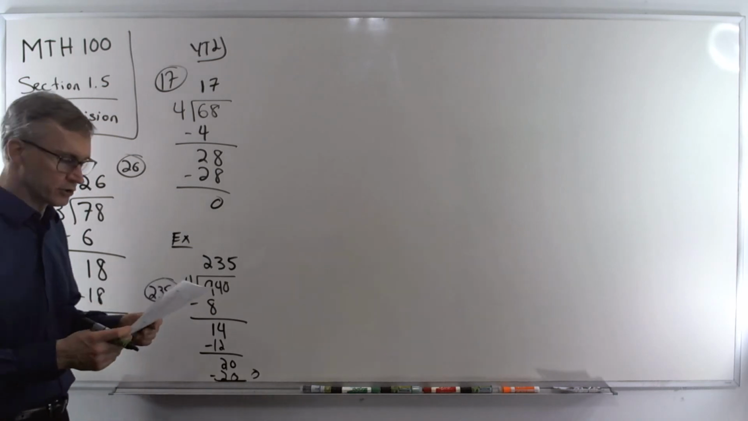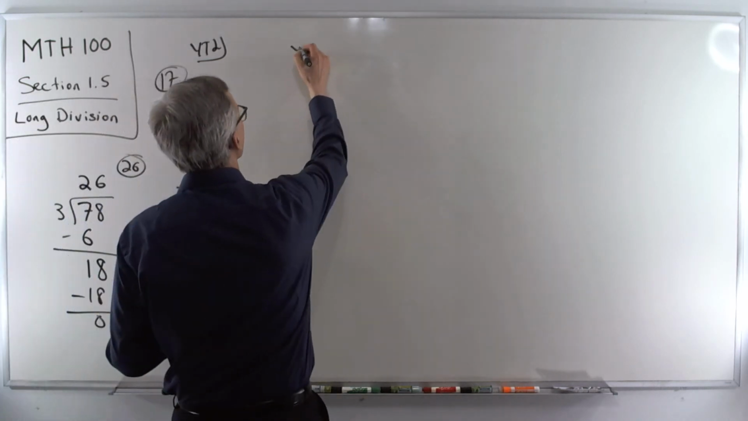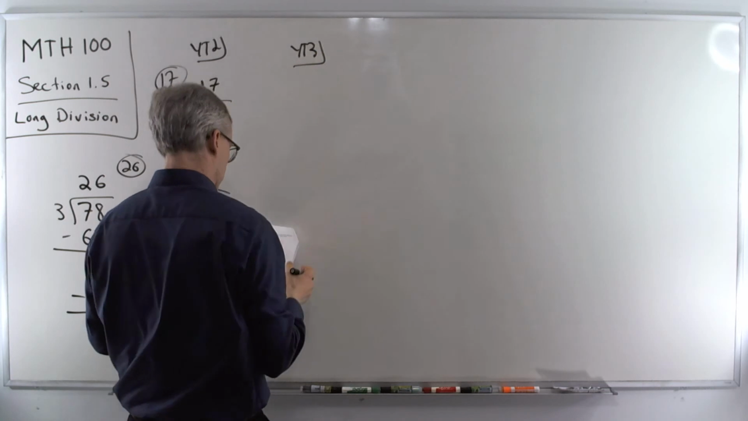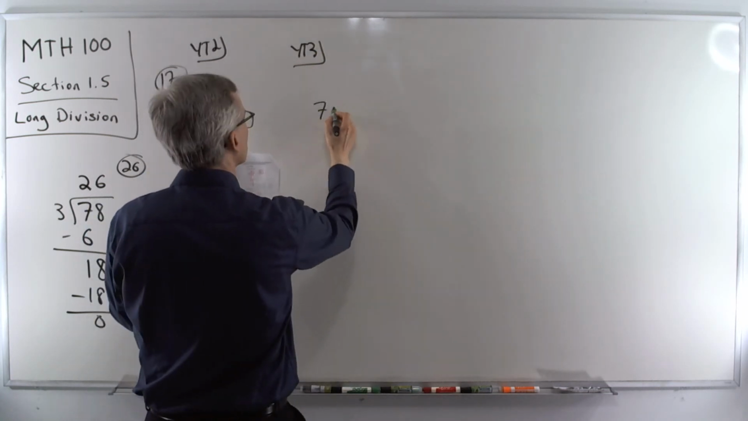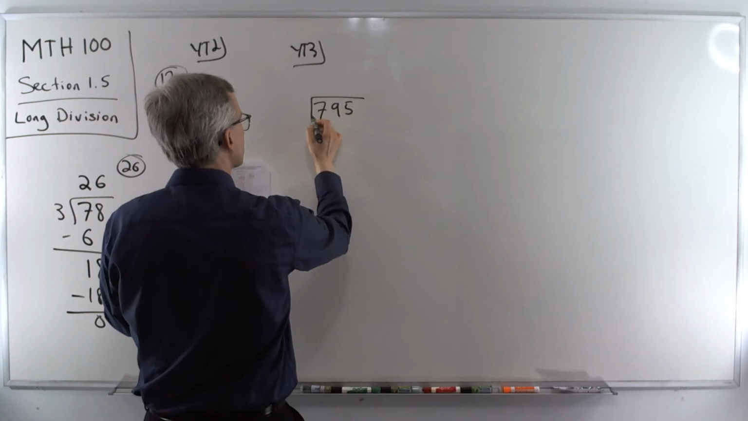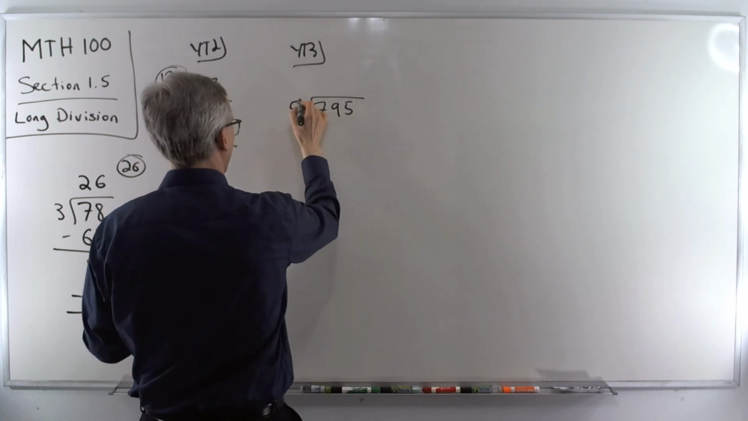And that brings us to your turn, number 3. $7.95 divided by 5.